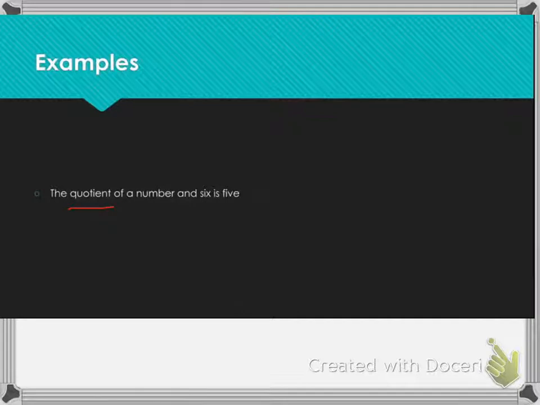The quotient, remember quotient stands for division. So with quotient, when we're dividing, we know that we're going to write it as a fraction. The quotient of a number, let's go ahead and continue using x. We can use n, but for our purposes, we're going to be using an x. And 6 is 5. So here's where that is being used as an equal. So the quotient of a number and 6, so x is our number, divided by 6 is equal to 5.